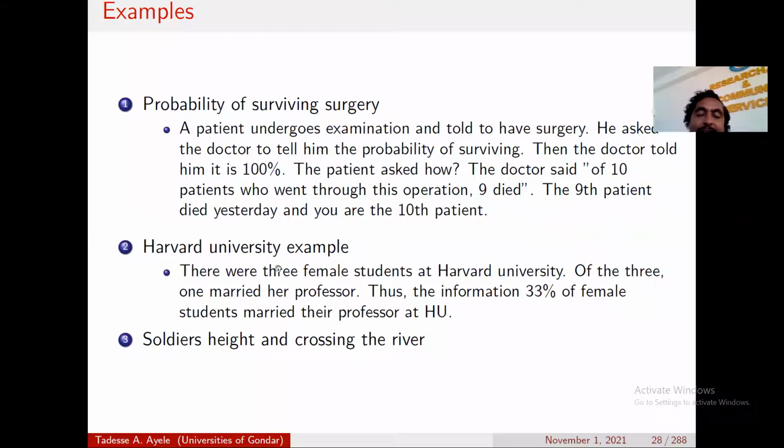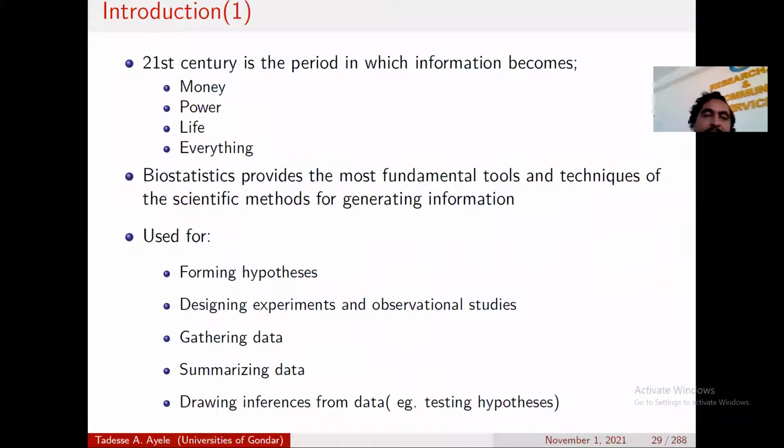Anyways, I brought this example to show that when we interpret, we have to know the context. So statistics should be interpreted according to the context so that we will not commit a mistake. The 21st century is the period in which information becomes everything. Information is money, power, life, everything. So biostatistics provides the most fundamental tools and techniques of the scientific methods for generating information.